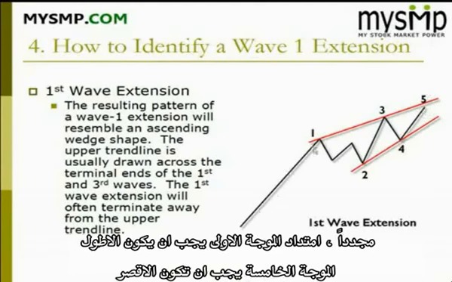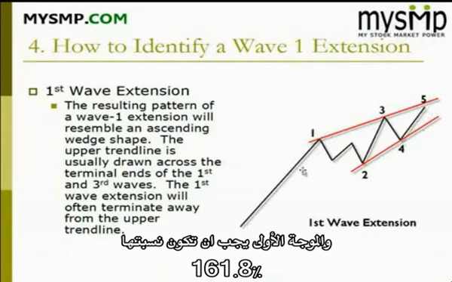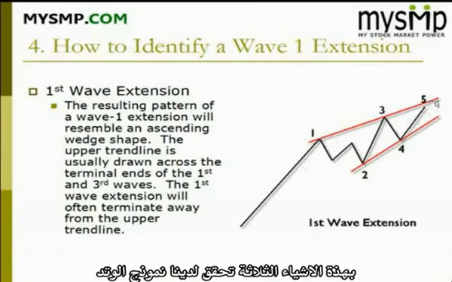So again, wave 1 extensions, wave 1 must be the longest wave. Wave 5 must be the shortest wave. And wave 1 must be 161.8% of wave 5. And if those three things are present, you're going to develop this kind of wedge pattern.